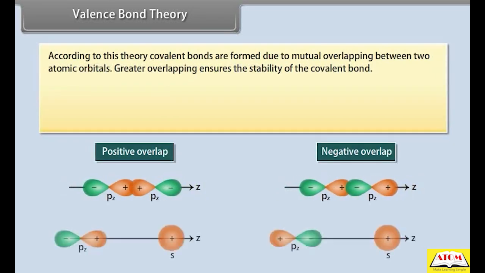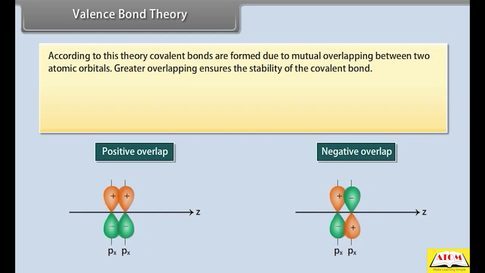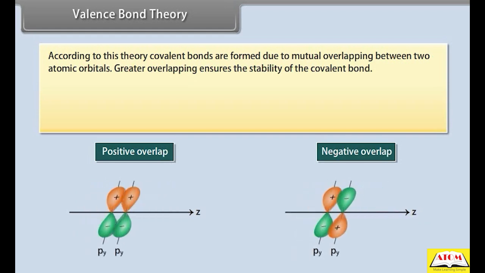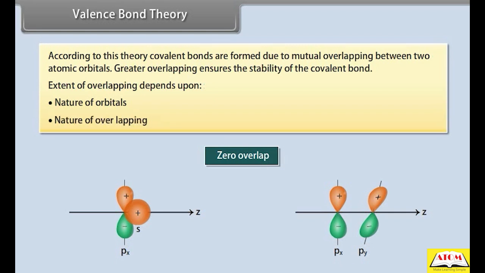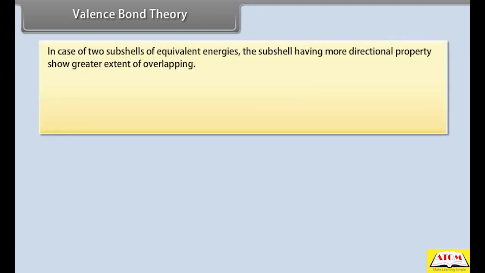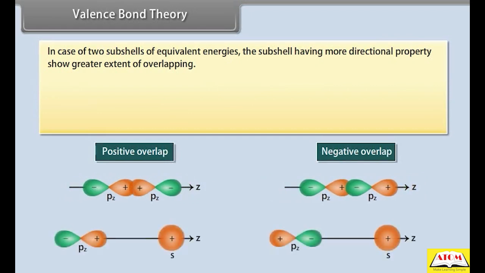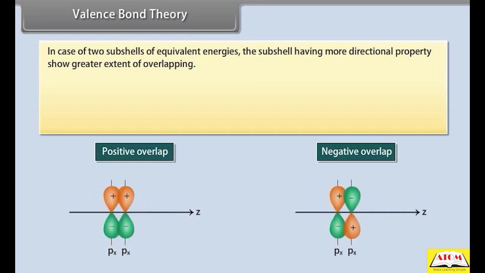Valence bond theory. According to this theory, covalent bonds are formed due to mutual overlapping between two atomic orbitals. Greater overlapping ensures the stability of the covalent bond. Extent of overlapping depends upon nature of orbitals and nature of overlapping. Overlapping increases if the orbital remains closer to the nucleus. Except s orbitals, all other orbitals have directional property. In case of two subshells of equivalent energies, the subshell having more directional properties shows greater extent of overlapping.